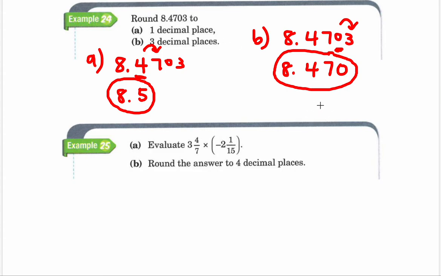All right. Now our last example, example 25. A says evaluate 3 and 4/7 times -2 and 1/15. So you actually want to find the answer, and it says round the answer to 4 decimal places. So once you find the answer, which will be a fraction, you then want to change it to a decimal and then round it to 4 decimal places. So go ahead and pause the video, try that on your own first.